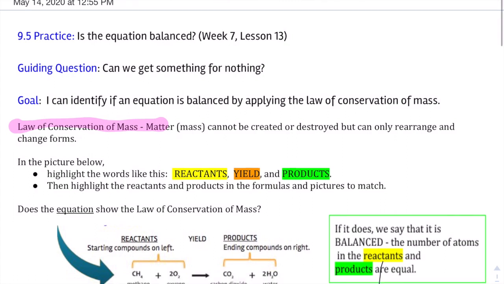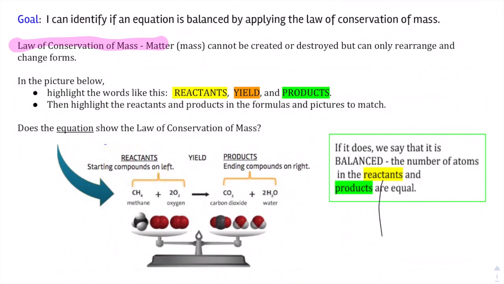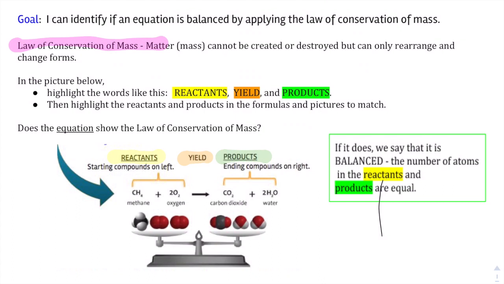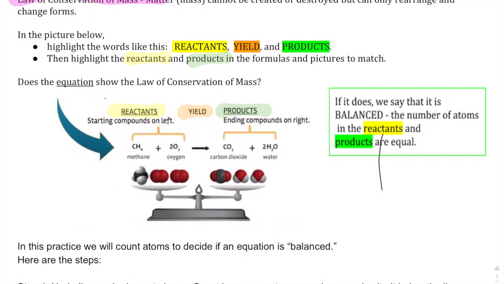In the picture below, highlight the words like this: reactants with yellow, yield with orange, and that means produce, and products in green. So I see in the words here reactants, and then yield, and then products. And then it says in the second bullet point, highlight the reactants and the products in the formulas and pictures to match. So looking at it, the formula is the part where the big blue arrow is pointing.